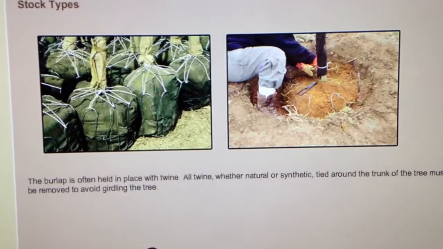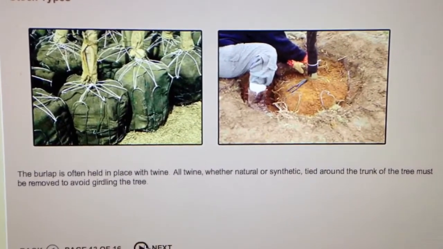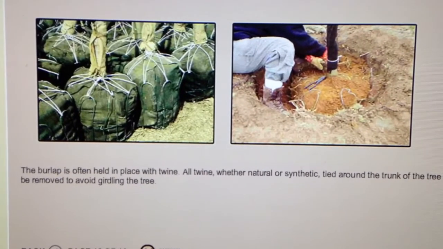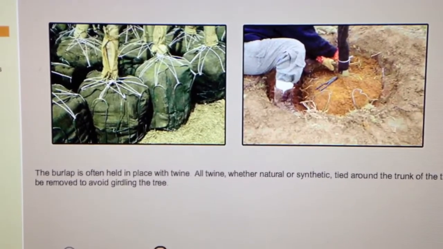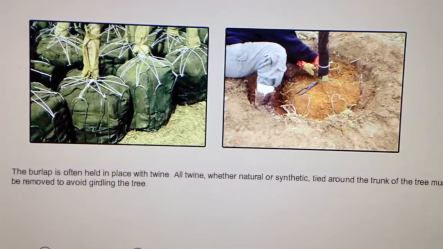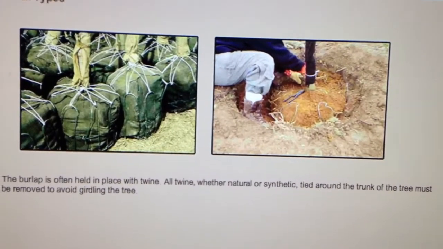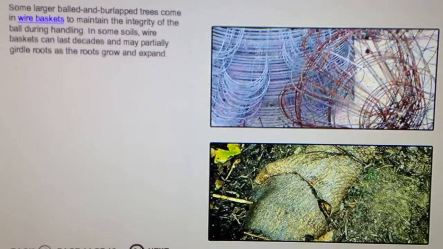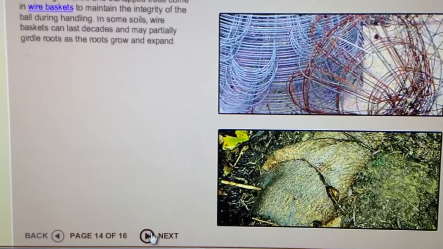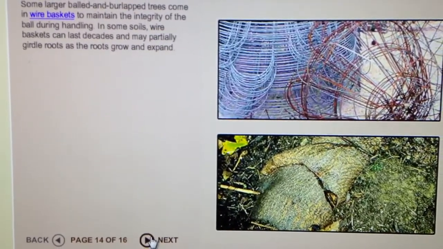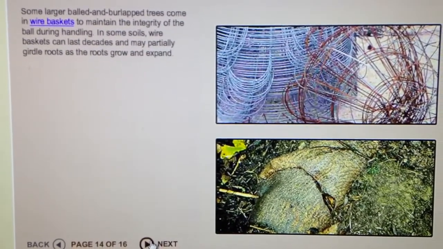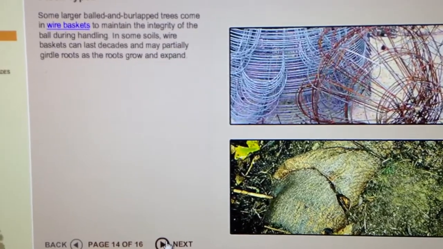The burlap is often held in place with twine. All twine, whether natural or synthetic, tied around the trunk of the tree must be removed to avoid girdling the tree. Some larger balled and burlapped trees come in wire baskets to maintain the integrity of the ball during handling. In some soils, wire baskets can last decades and may partially girdle roots as the roots grow and expand.